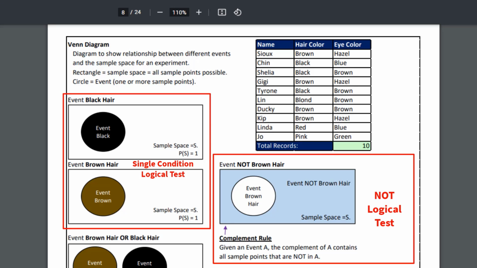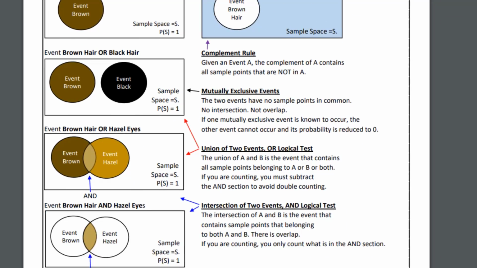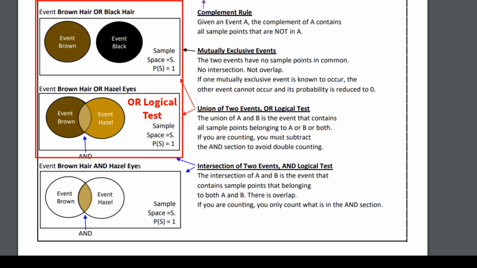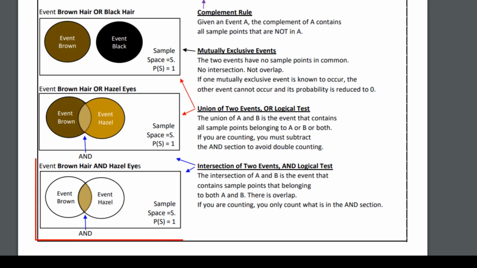Now, both of these logical tests involve a single condition. Now we want to consider 3 different events where there are 2 conditions. Here's the event brown hair or black hair. Here's another event, brown hair or hazel eye. Here's a third event, brown hair and hazel eyes. Now, both of these events are different situations when we run an OR logical test. This one we're running an AND logical test.